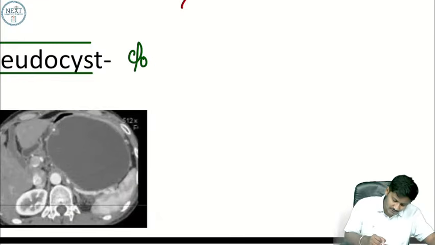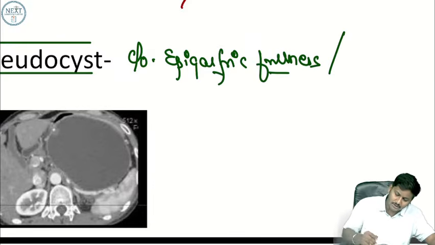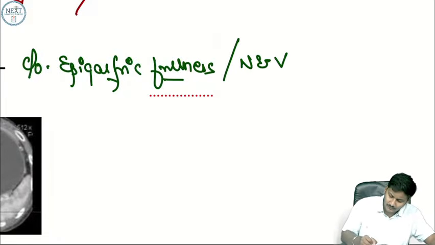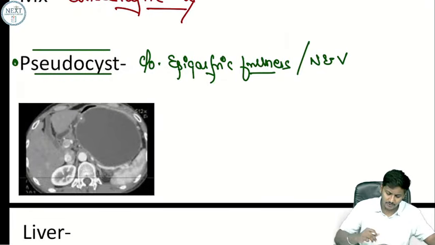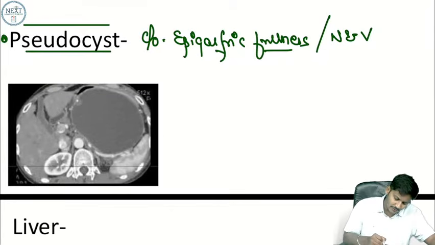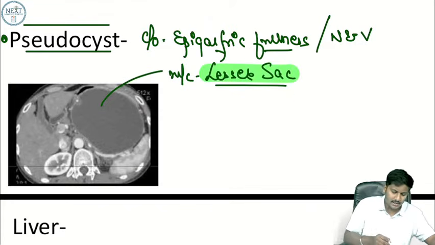In pseudocyst, what does the patient start complaining of? Whenever the patient has a pseudocyst, the patient complains of epigastric fullness, epigastric pain, postprandial fullness, nausea and vomiting, right? These symptoms can happen when the patient has a large pseudocyst. And we know the most common site for the pseudocyst to develop is the lesser sac of the omentum. So the lesser sac of the omentum is considered the commonest site for the pseudocyst to develop. That is important to remember.